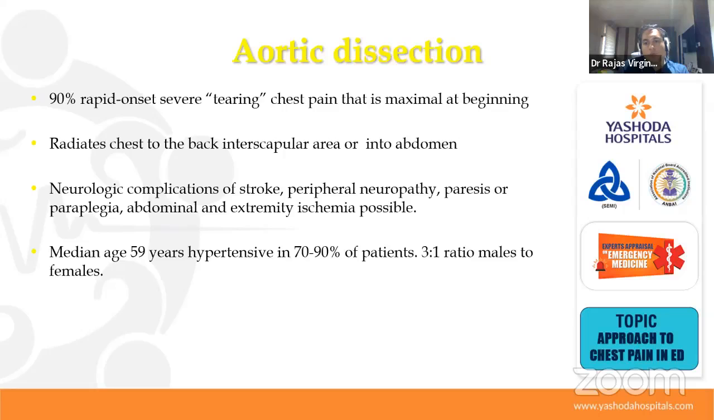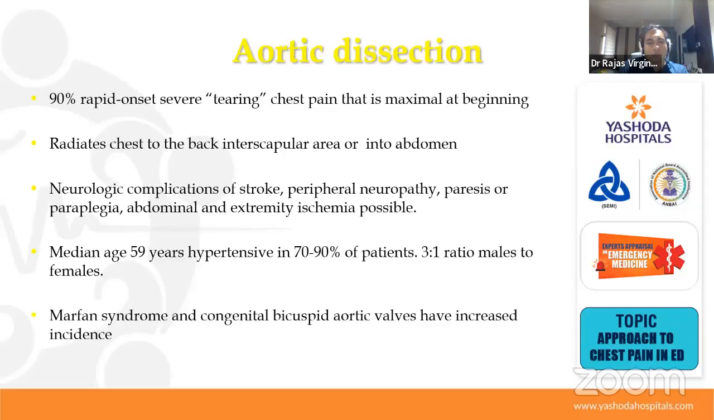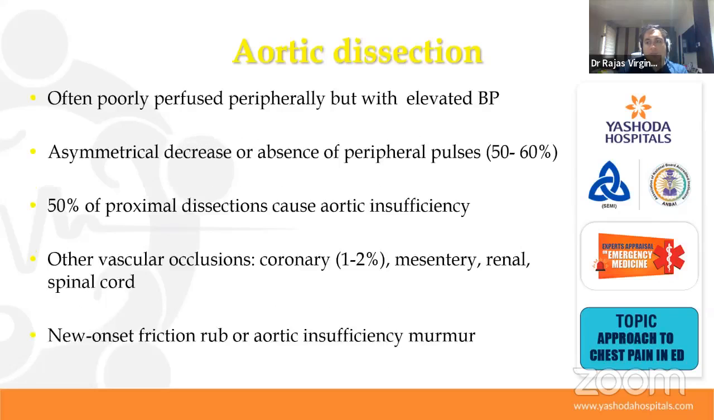The ratio is skewed towards males, 3:1. And generally, the patients are hypertensive, so managing hypertension would be a good primary prevention. Marfan syndrome and congenital bicuspid aortic valves obviously have an increased incidence.